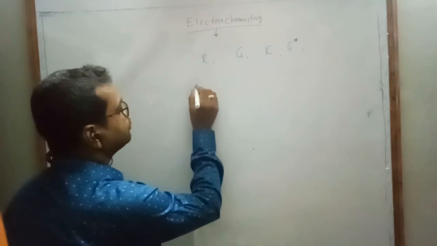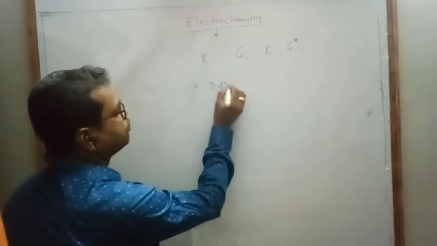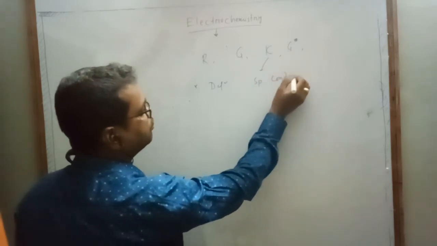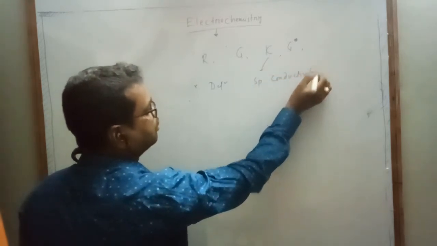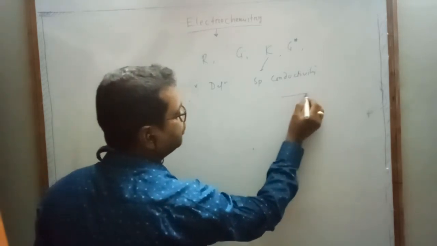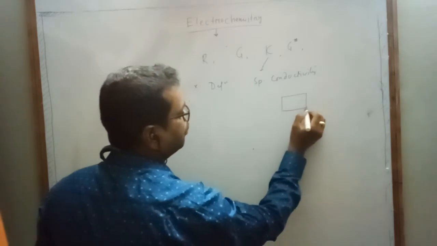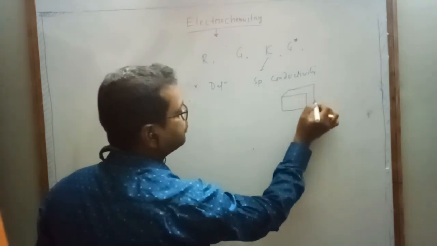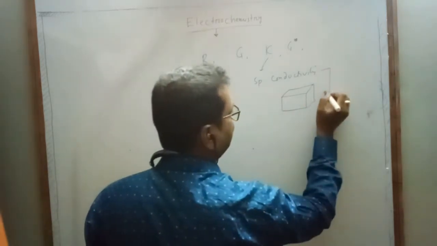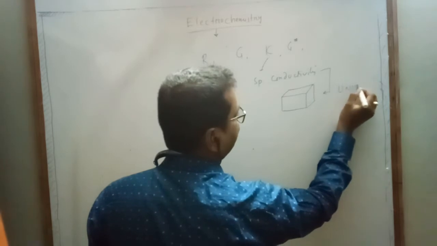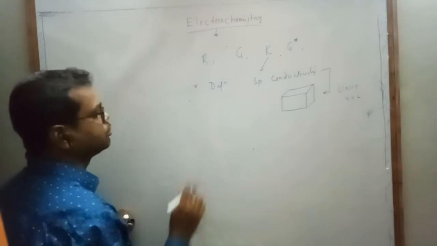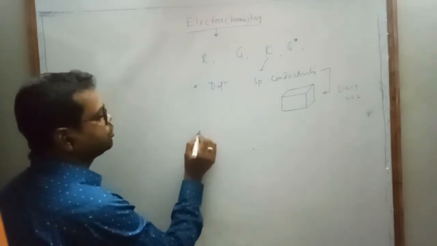Then we have learned some definitions. For example, kappa is called your specific conductivity, and this kappa is the conductivity of all the ions present in unit volume. So in this one, you remember you have to take unit volume, 1 centimeter, 1 centimeter, 1 centimeter. This is what is called specific conductivity.